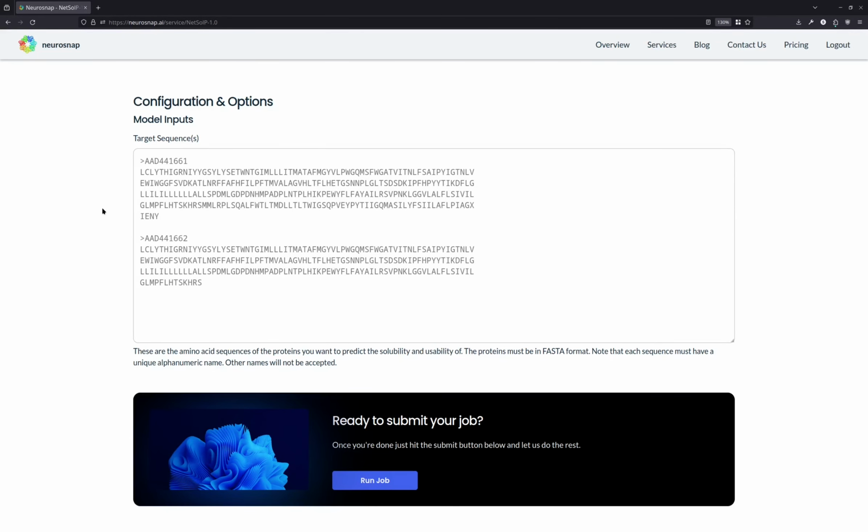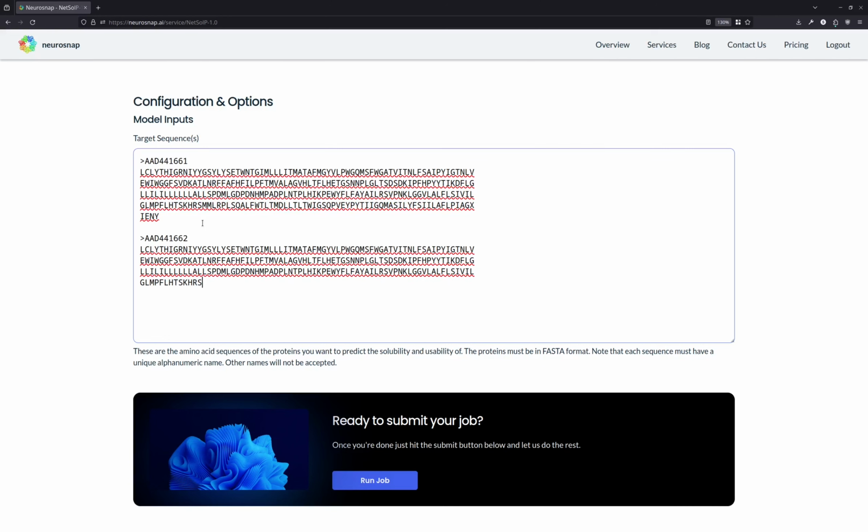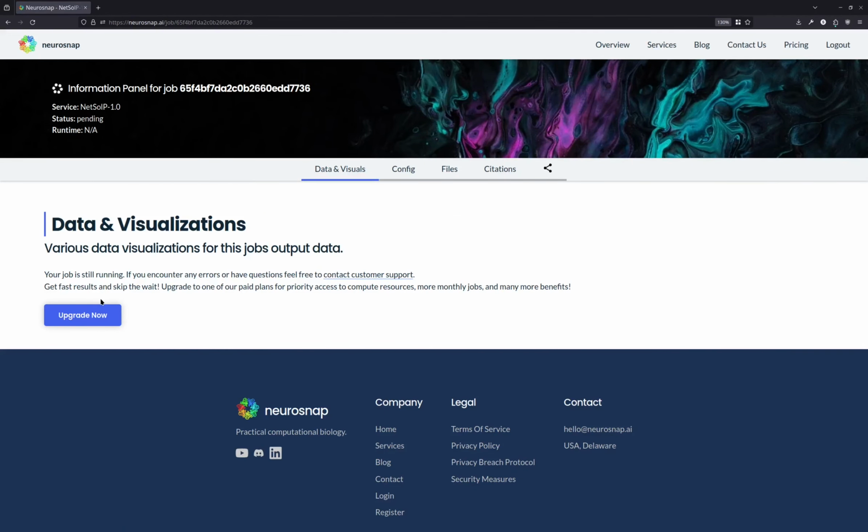This model is very straightforward to use. It only takes one input, and it's the proteins that you want to predict the solubility and expression levels of in a FASTA format. So we're just going to paste them over here and hit run job. This is going to take a little bit of time to run, but after it gets queued up and runs, we'll be able to see the results.